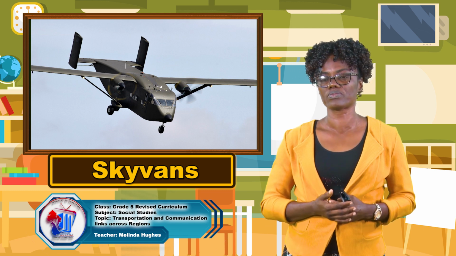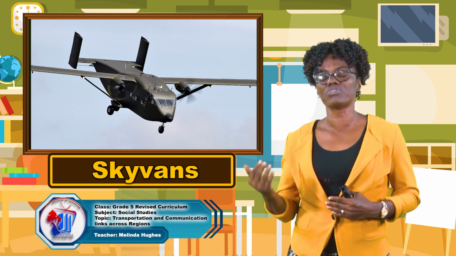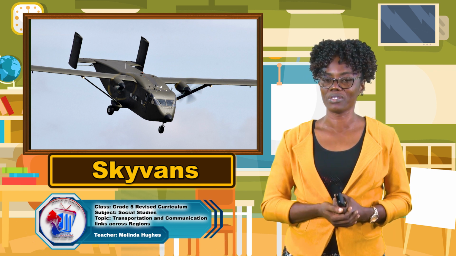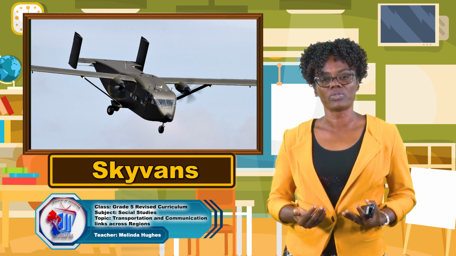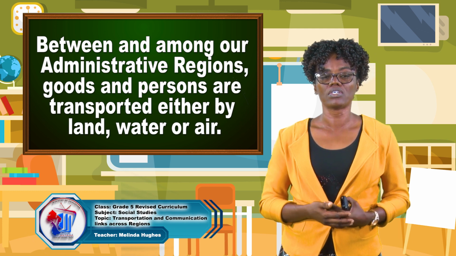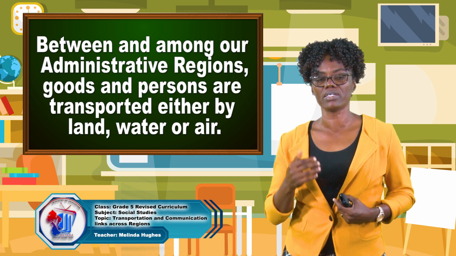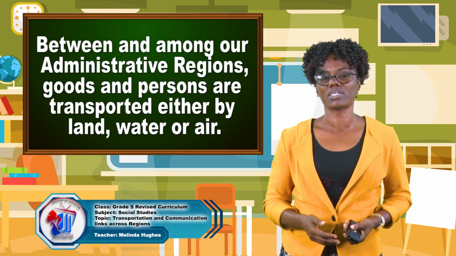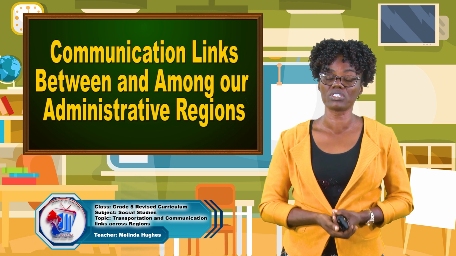For example, if miners want to travel from Region 4 to Region 8, they can use the means of air to get there. So boys and girls, there we have it, quite simple. Between and among our administrative regions, goods and persons are transported either by land, water, or air. Next, we will look at communication links between and among our administrative regions.